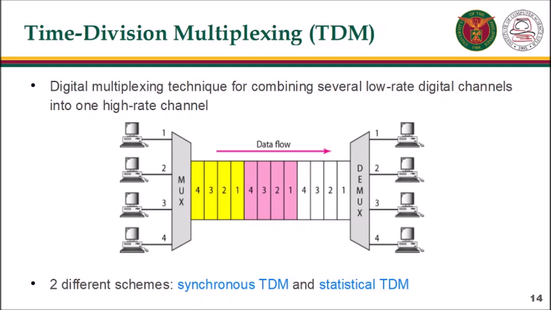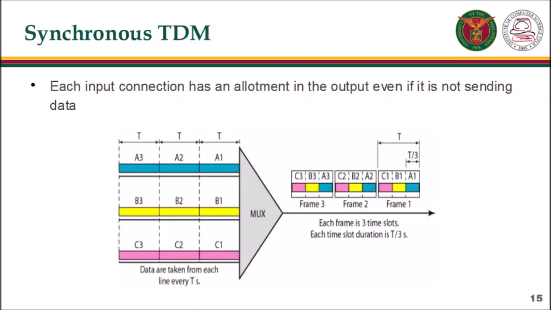There are two different schemes, synchronous TDM and statistical TDM. In synchronous TDM, each input connection has an allotment in the output even if it is not sending data. The data flow of each input connection is divided into units, where each input occupies one input time slot. A unit can be one bit, one character, or one block of data.